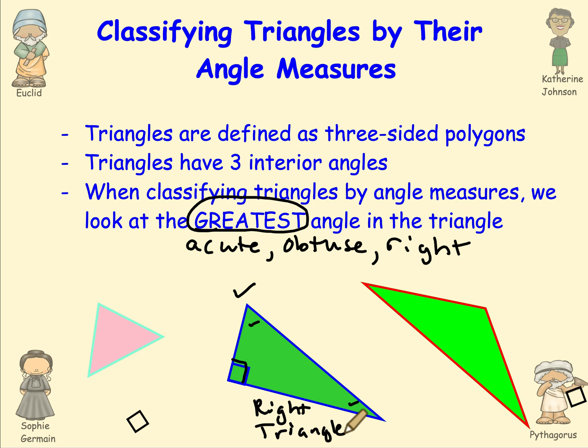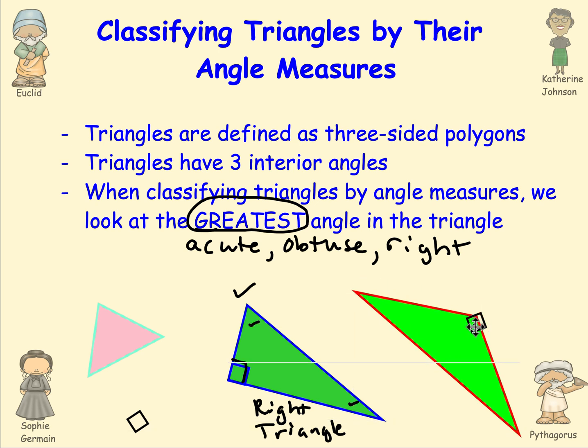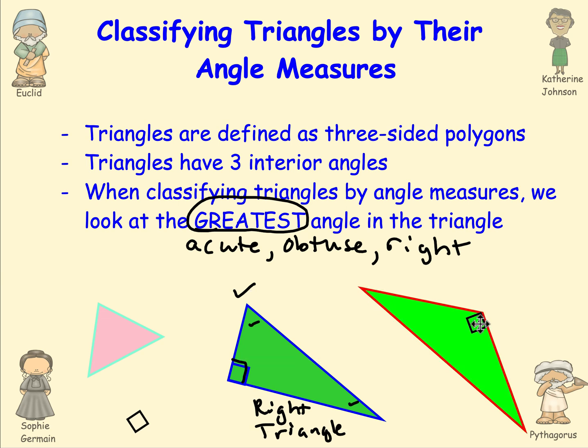But if I was looking at this one over here on the right, this angle right here is the biggest one. And I see that if I put that little square there, remember the square has 90-degree angles, the angle it's touching is bigger than that 90 degrees, which means that this is a triangle that has an angle greater than 90 degrees. It doesn't matter how big it is, as long as it's greater than 90 degrees, that means it's an obtuse angle, which makes this an obtuse triangle.